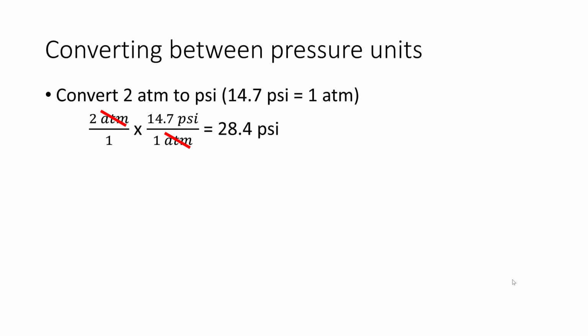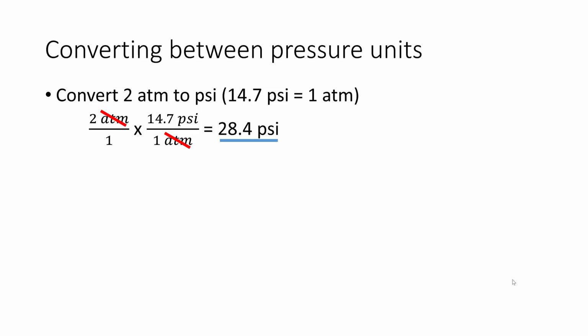And if you're wondering where I got the 14.7 psi, or the 1 atmosphere, that's directly from the conversion factor that's listed in the parentheses above, right? So this is a normal unit conversion. So now what we would do is multiply 2 times 14.7 and then divide by 1. And we don't have to divide by 1 because anything divided by 1 is itself. So the answer is just 2 times 14.7, or 28.4 psi.